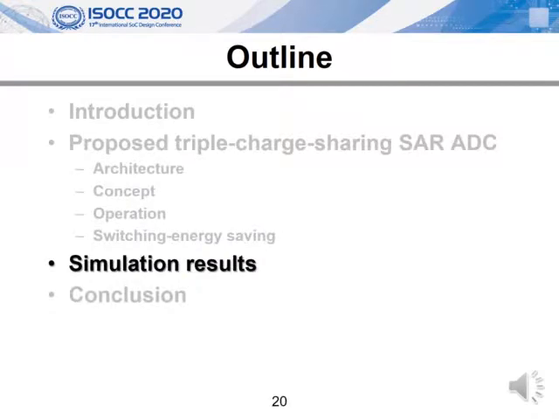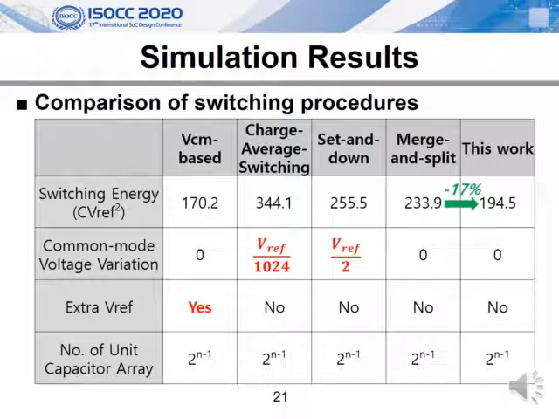Let's take a look at the simulation results. On this page, famous switching methods are compared with this work. VCM-based switching has the lowest switching energy, but it needs an additional voltage reference. The charge averaging switching and set-down switching cost more switching energy and common mode voltage variation. This work has comparable switching energy that is similar to the VCM-based switching. This TCS technique only costs 1.2% area in total.